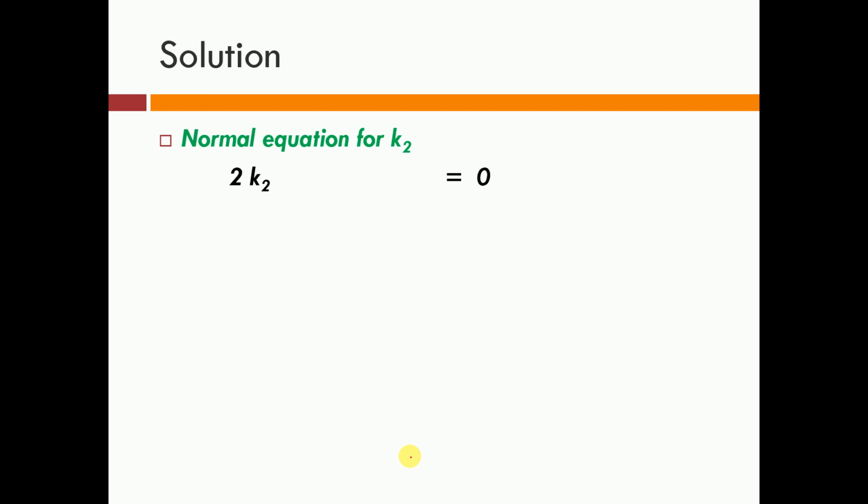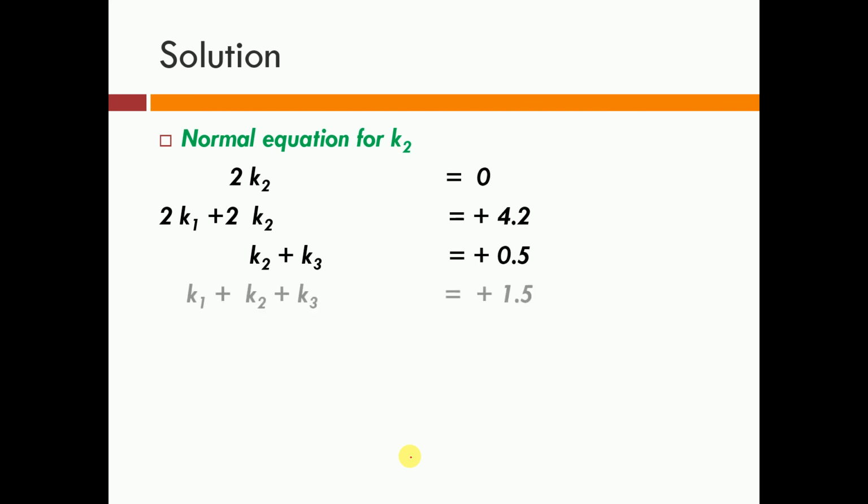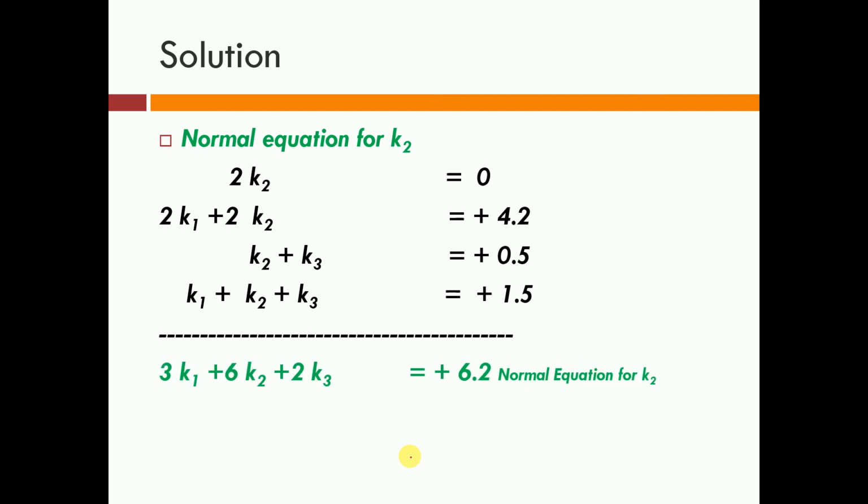And if you write this, then you will get the equation for K2. Twice K2 is equal to 0. Twice K1 plus twice K2 is equal to 4.2. And K2 plus K3 is 0.5. Add this, then K1 plus K2 plus K3 is equal to 1.5. Add this equation, you will get 3K1 plus 6K2 plus twice K3 is equal to 6.2. This is the normal equation for K2.